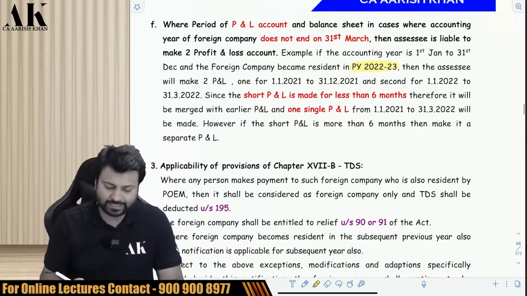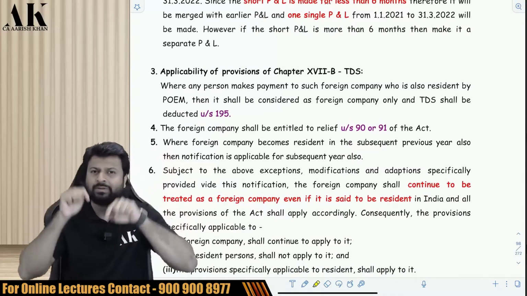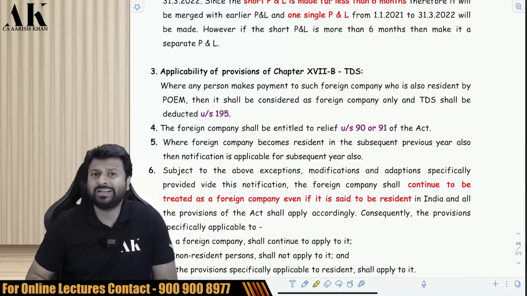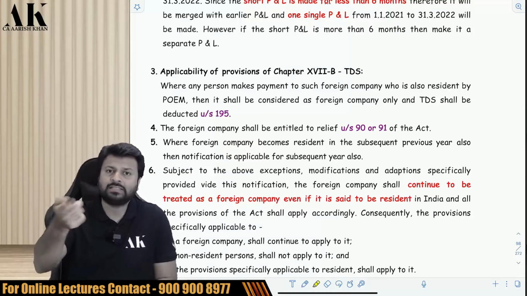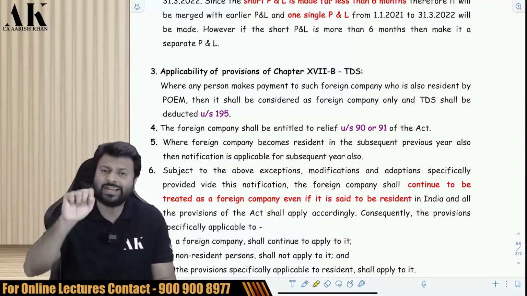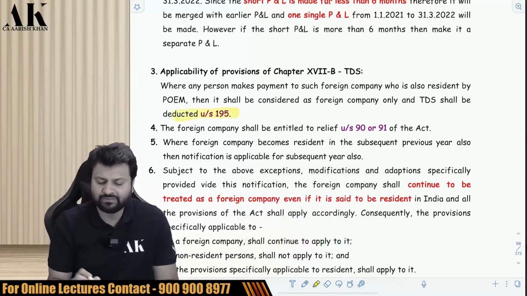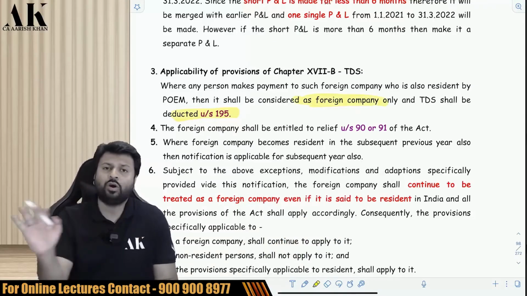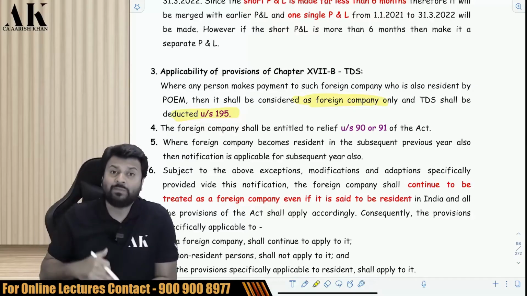Okay. Next. What is the applicability of TDS? If this company which has become resident because of POEM, if somebody is making payment to that person, whether it should deduct TDS as a foreign company under section 195 or it should deduct TDS as a resident, because this company is now foreign company also and this company now resident also. So the government has said that you have to deduct TDS as per section 195 and you have to deem that company as a foreign company and not as a resident for the purpose of deduction of TDS.